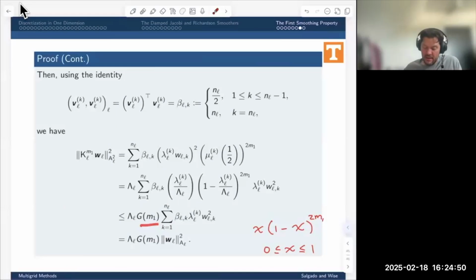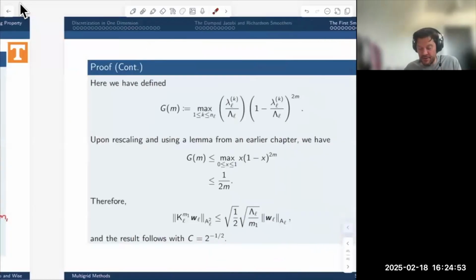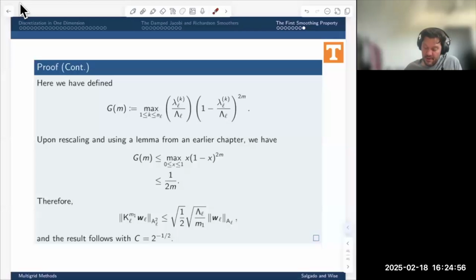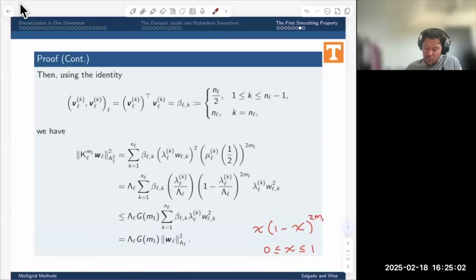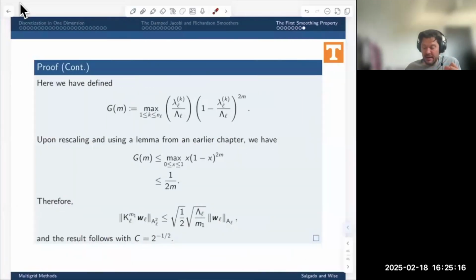I have a g m1 here because I did m1 smoothing operations. And so I can replace that g m with that maximum, which is just going to give me a 1 over 2m here. But now remember, I have this as squared and squared. I guess I'll replace this last one. Now I'm going to take the square root of both sides, and that of course maintains the direction of the inequality. And so what I get when I take the square root is the square root of 1/2, square root of the spectral radius at level L over m1. And then of course I had squares here on these two norms which go away. And so this is exactly the first smoothing property that I want.